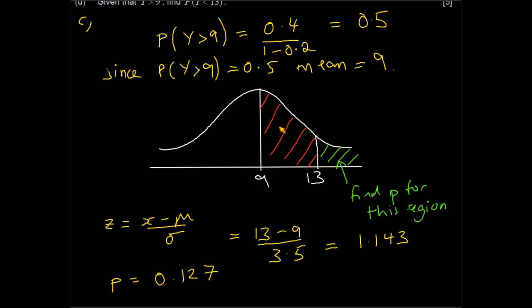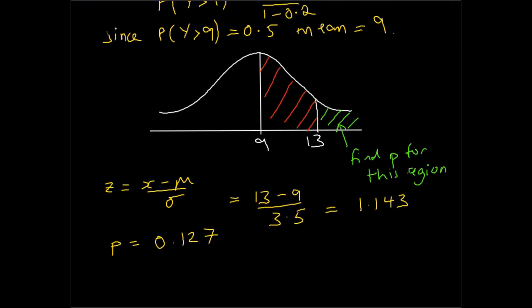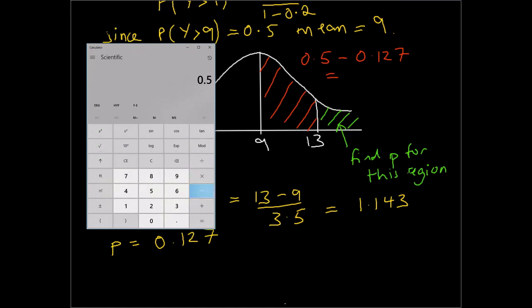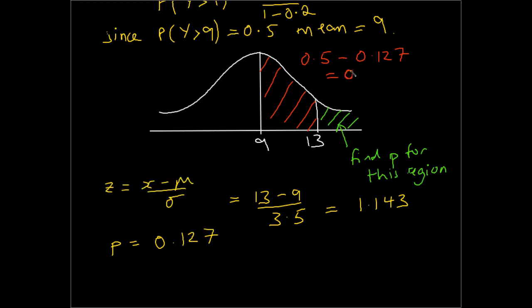So that means the probability of this green region here is going to be 0.127, and I can then take that away from 0.5 to find the probability of the red region. So the probability of the red region is going to be 0.5 minus 0.127, which is 0.373. Okay, now you can do that with your graphical calculator. There might be a way for you to just determine that value directly, but the way I've done it here is to work out the Z value for that, and then do a back lookup. Probability for this one and then probability for this region.